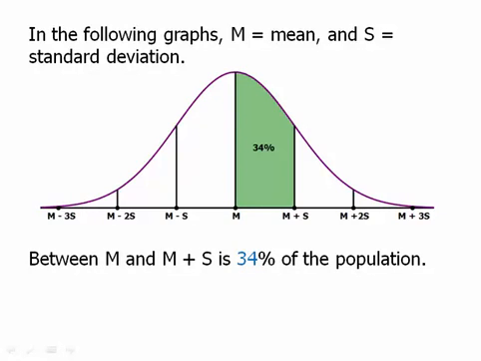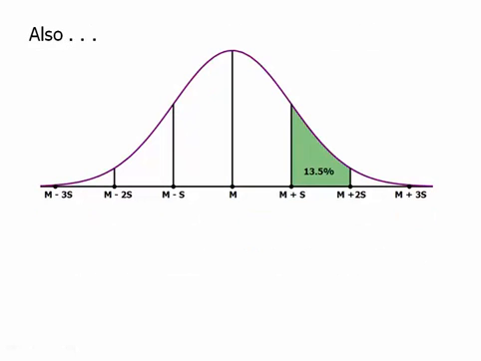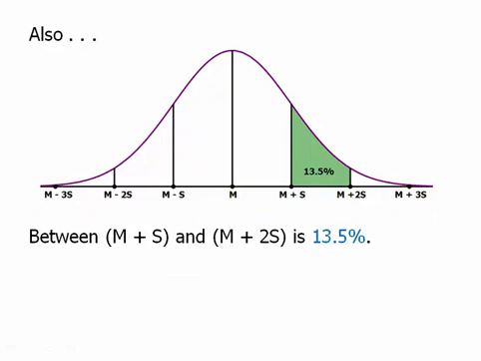Between the mean and the mean plus one standard deviation is 34% of the bell curve. Also between the mean and the mean minus one standard deviation, that's another 34% of the bell curve. Also, that region up there is 13.5%. So this is the region between one standard deviation and two standard deviations. And of course, the corresponding region here would also be 13.5%.